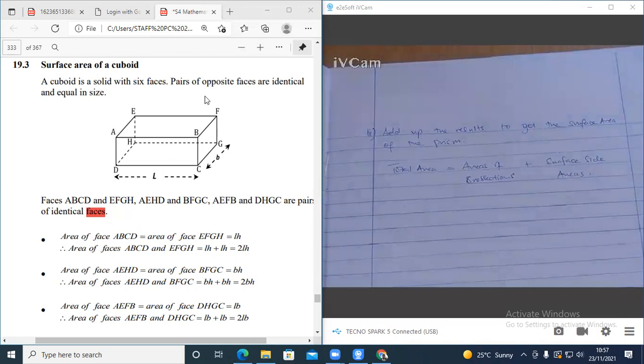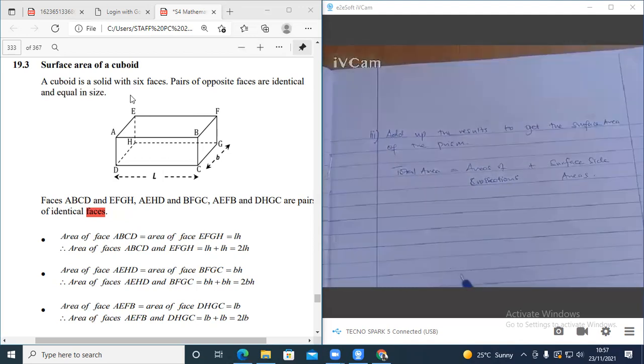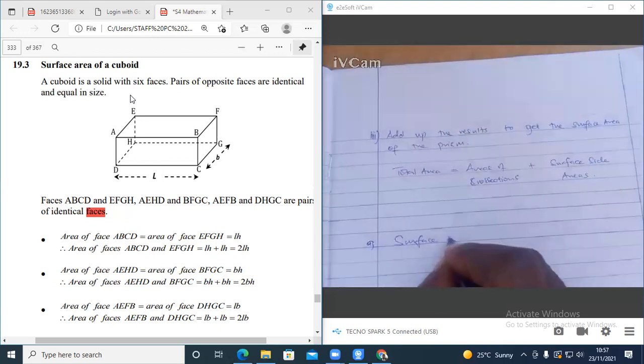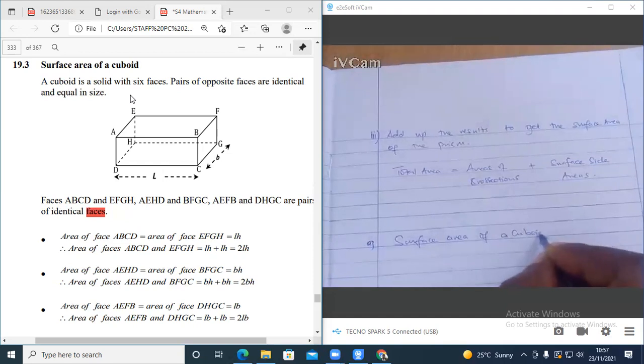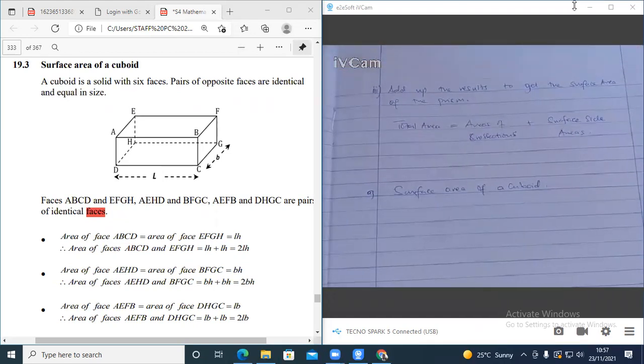So let us look at how we get the surface area of a cuboid. That's the first rectangular prism that you are looking at. So we can say part A, surface area of a cuboid. And I think you have finished drawing that. So I'm saying that a cuboid is a solid with 6 faces. Pairs of opposite faces are identical and equal in size.